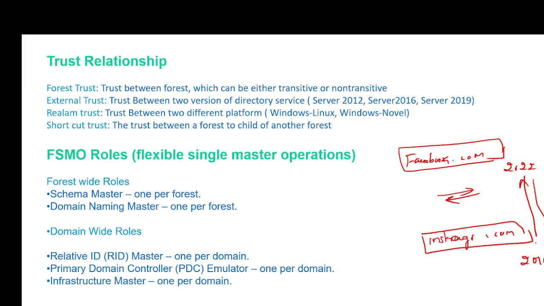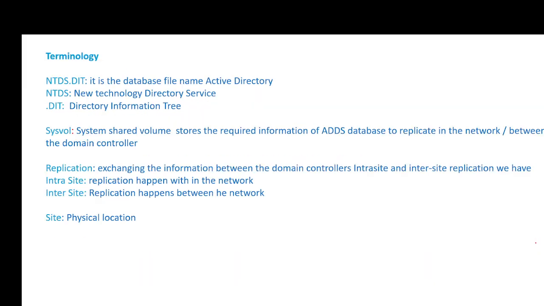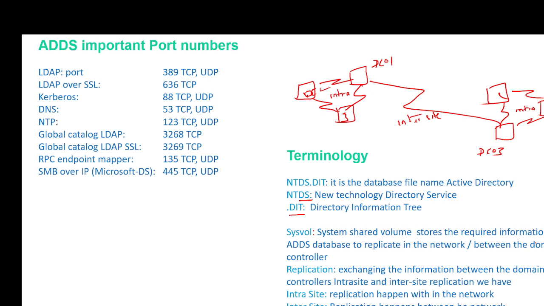Third one is realm. Realm means the trust between two different platforms, like Windows Active Directory and maybe Novell, or Windows to Linux, or Windows to Novell, like that. When you have two different identity and access management providers, then that is called a realm. So, shortcut means, in my previous one I was explaining here.